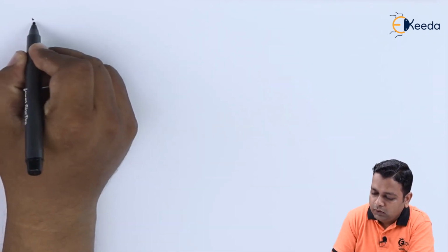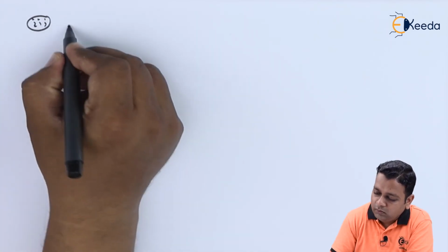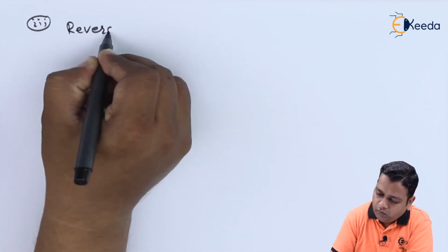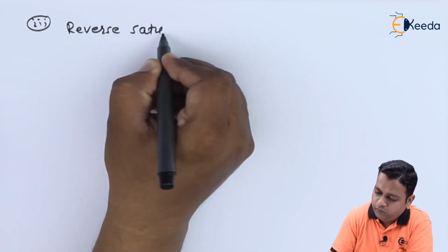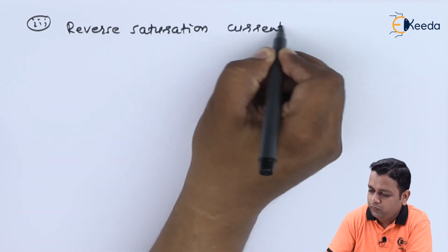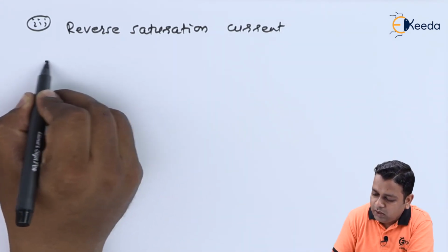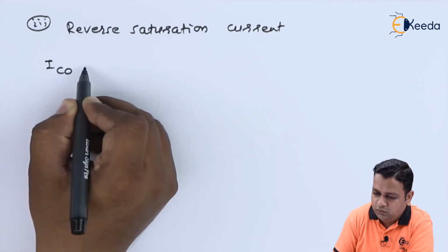Now the third type of current is for the collector region. This current is nothing but the reverse saturation current, and since it is in the collector, I represent it by capital I suffix CO.